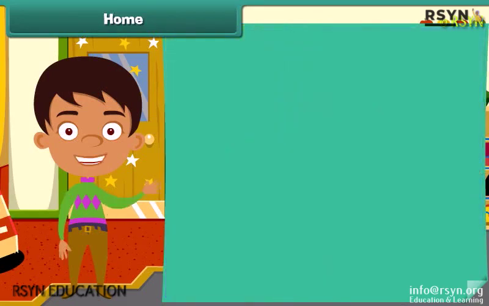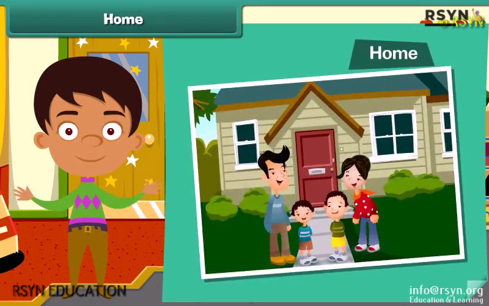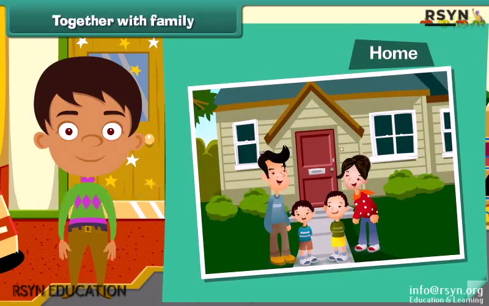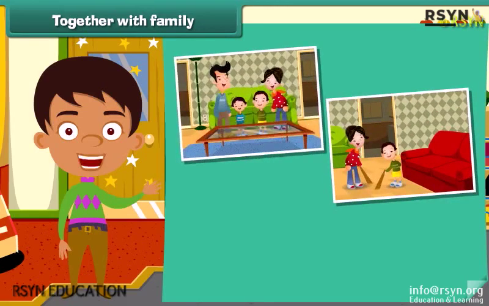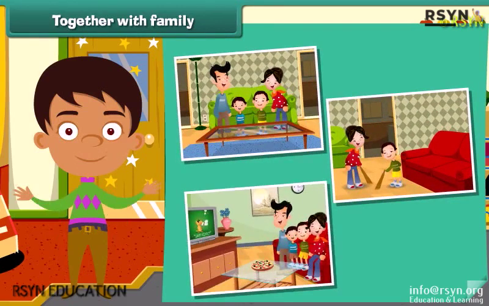The members of a family live together, and the place where they live is called a home. Members of a family help each other. You know, they work, live, and have fun together.